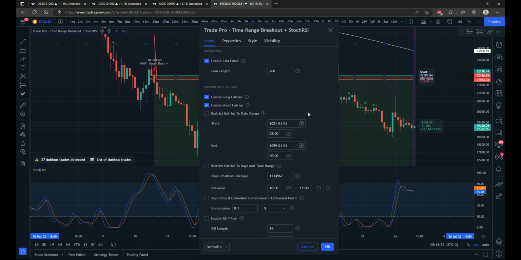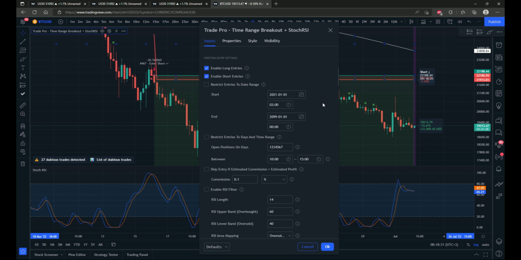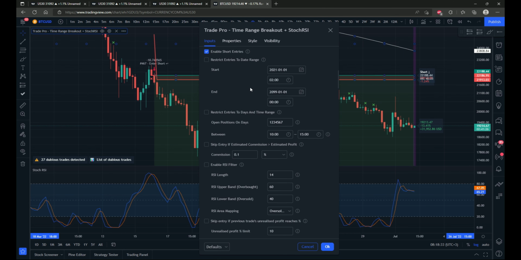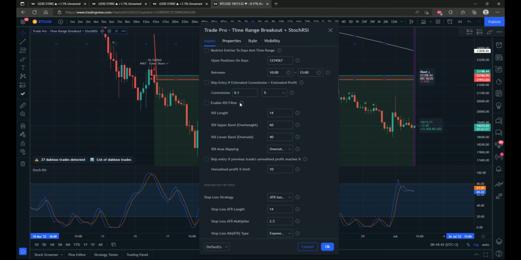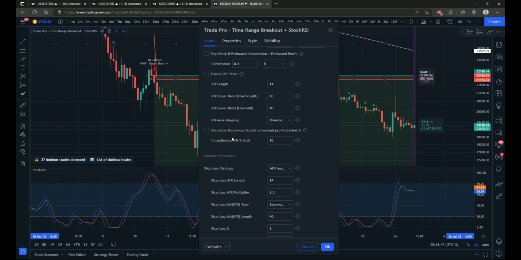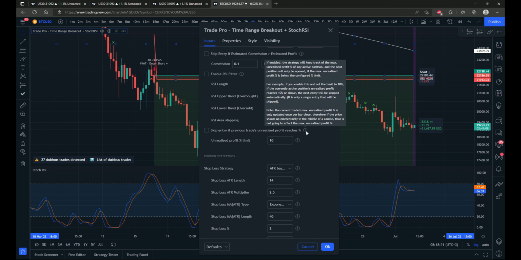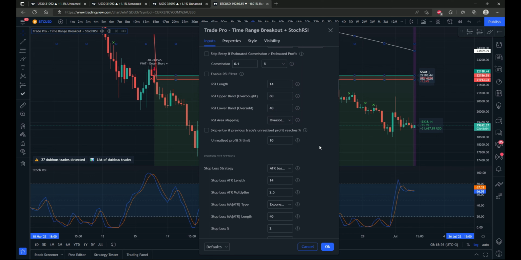Now, as we scroll down, we have the ability to enable both long and short entries, or just one or the other. You can also restrict entries to a date range, restrict entries to days and time range, and skip certain entries if estimated commissions are greater than estimated profits. You can enable an RSI filter, which has a couple different things that you can do. You can also skip the entry if the previous trade's unrealized profit reaches a certain percent, and all of these things do have explanations here, going more in depth about them.